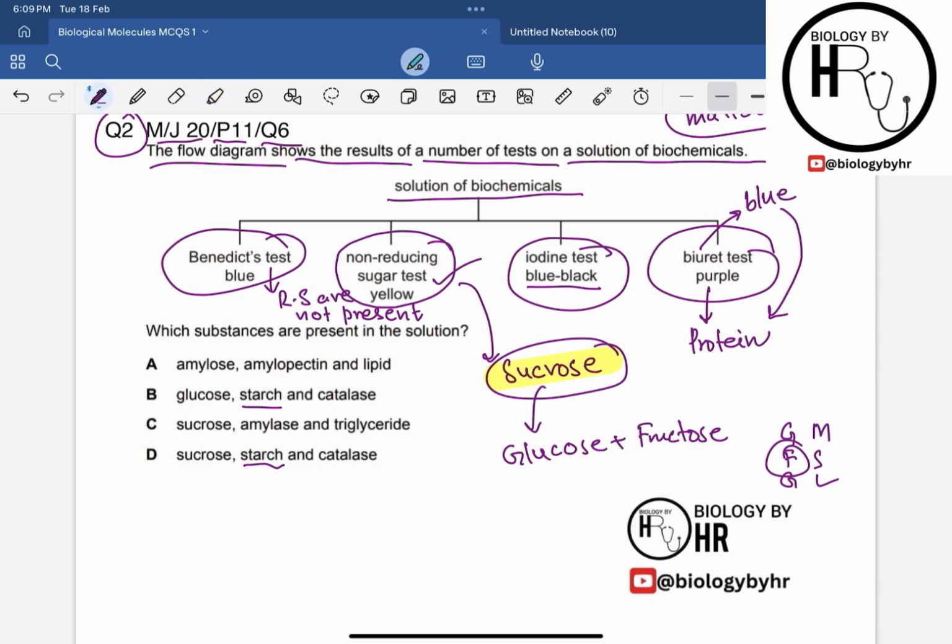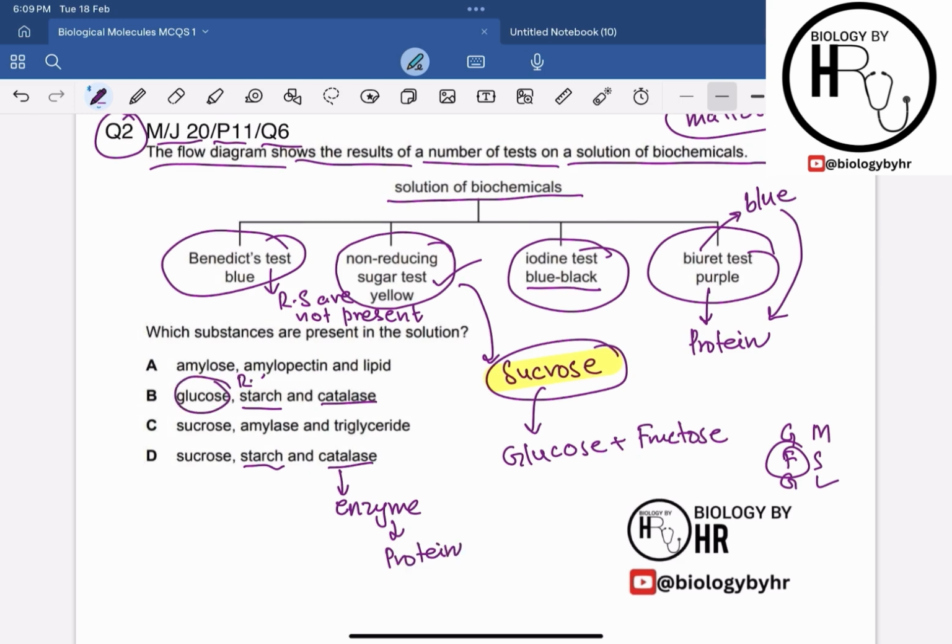Alright, so as you know that the protein is also present, which means that the catalase, which is an enzyme, right? An enzyme is made up of protein, which means that the protein is also present, right? Glucose is a reducing sugar, and reducing sugar is not present, right? So we will eliminate this option. The other options are also eliminated because they talk about the lipids, whose test is not given to us, and the test and the result both are not given to us in the question.